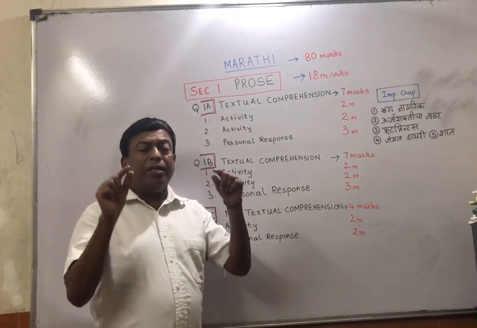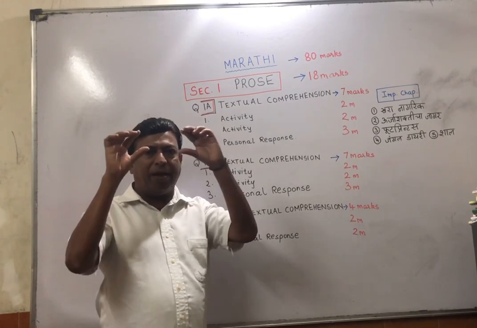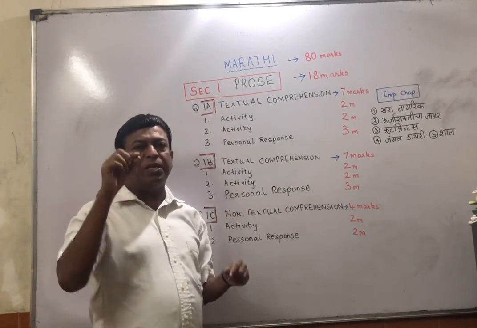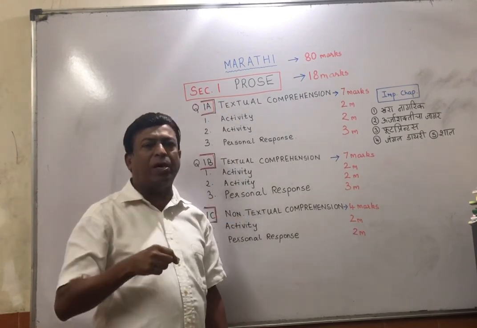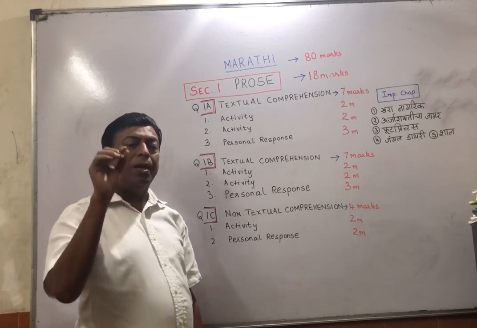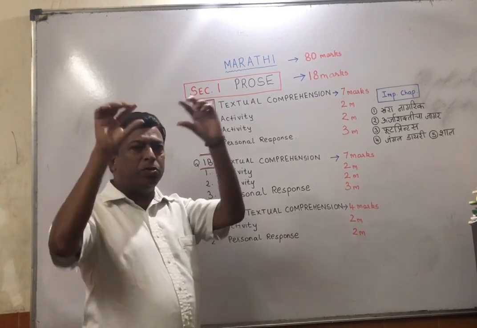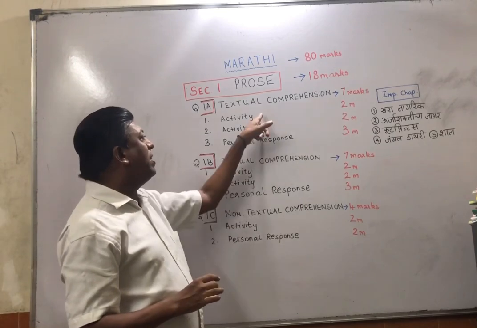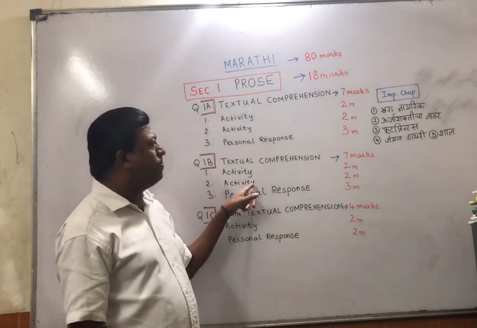Now they have given you the web, the table. You have to draw. Most of the children don't draw. They just write answers 1, 2, 3. You will not get marks. You can draw with the pen those boxes and fill in those boxes in the activity based questions.